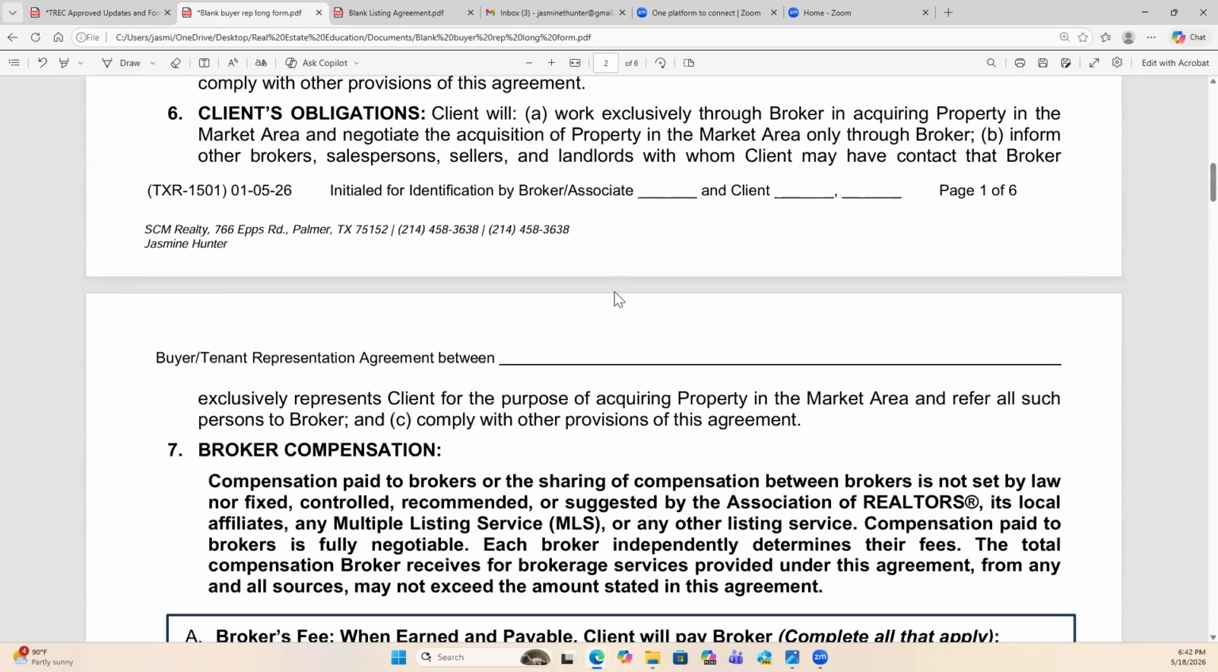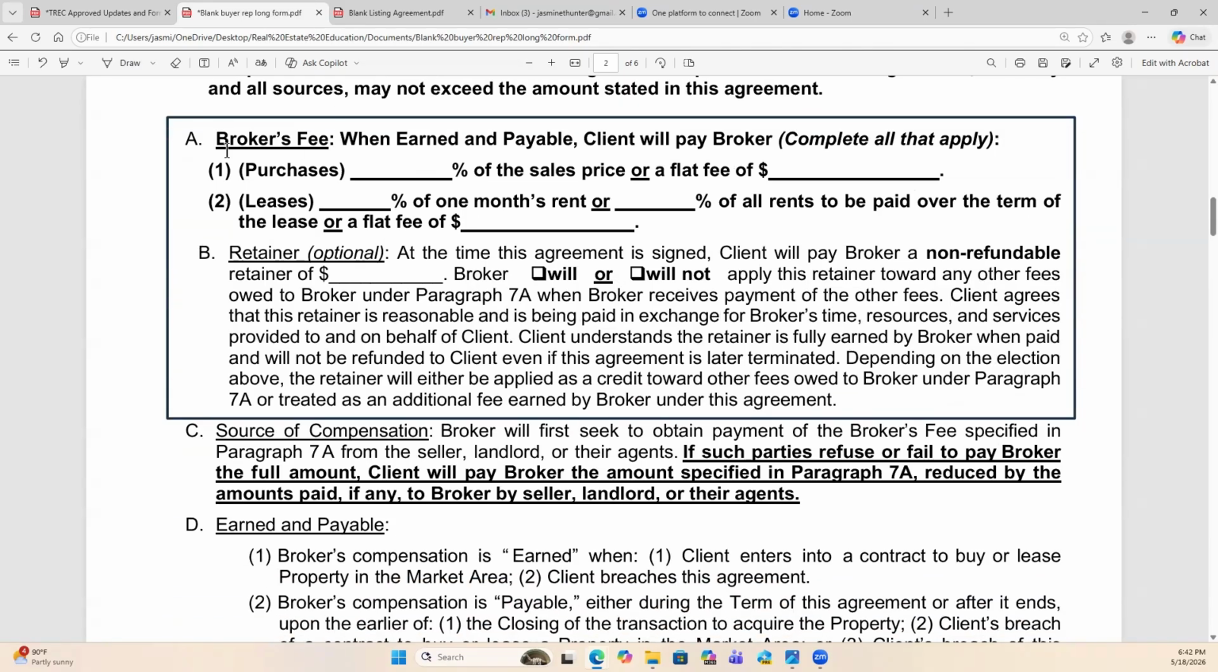In this contract, I am discussing with you how much money I'm going to be paid. Somebody is going to pay this broker fee. Somebody, okay? Somebody's going to pay it. How it gets paid is listed here. And I need you to understand this very carefully.